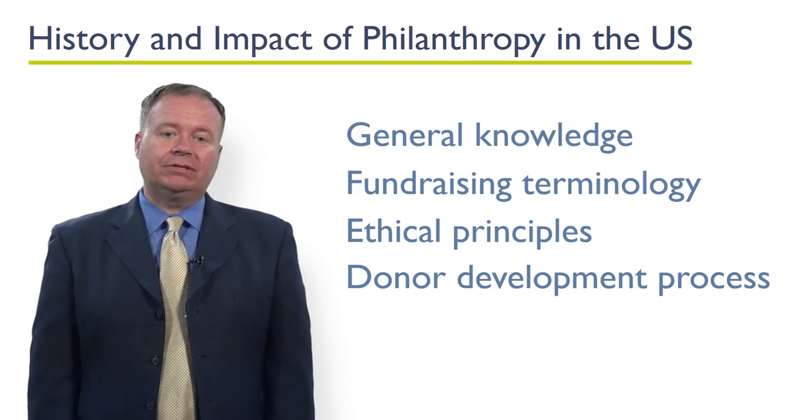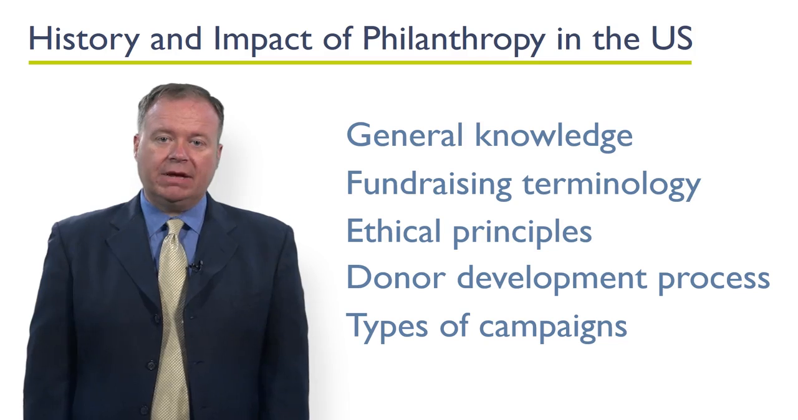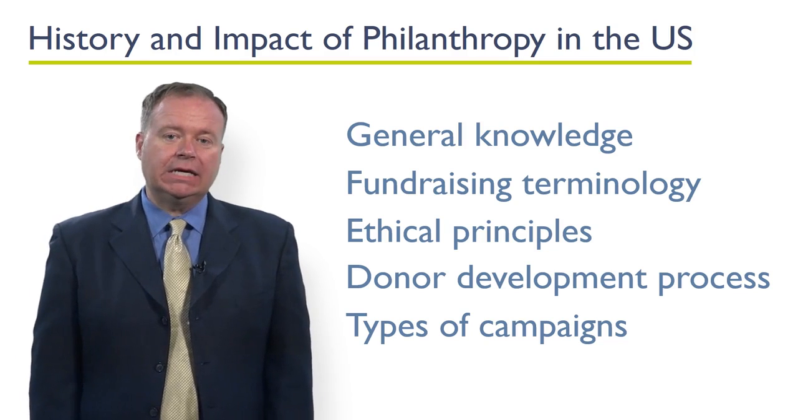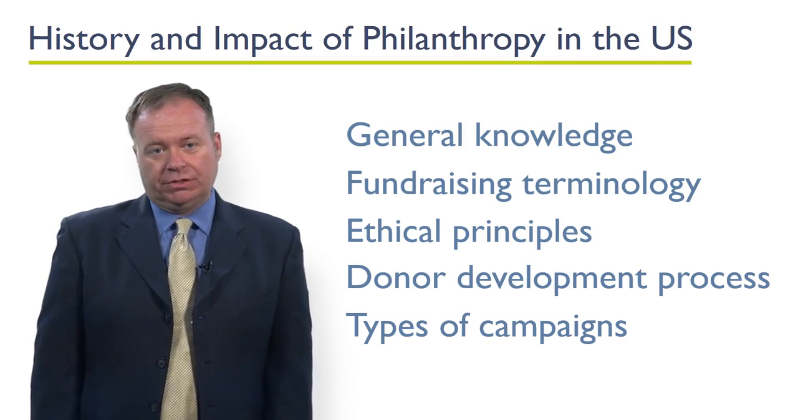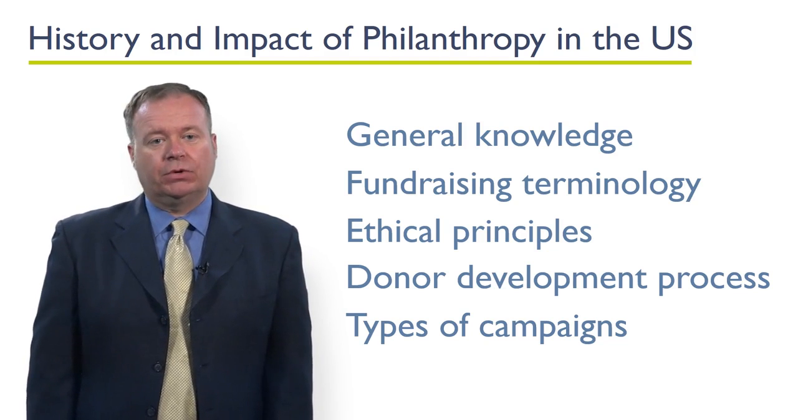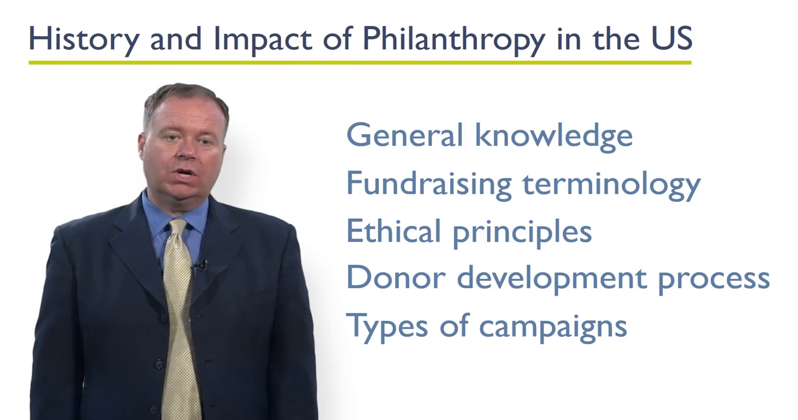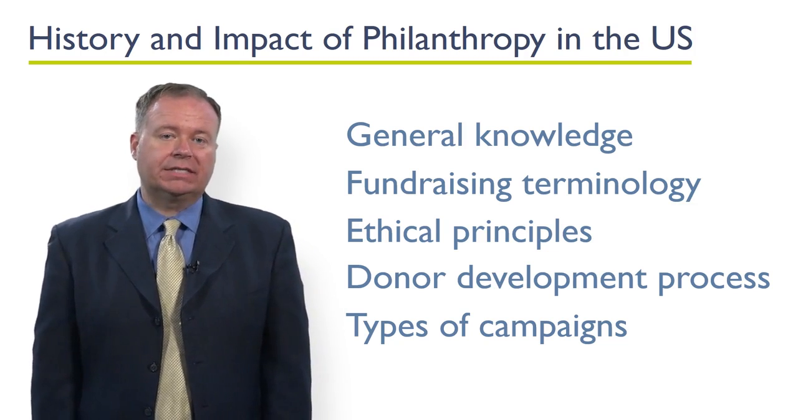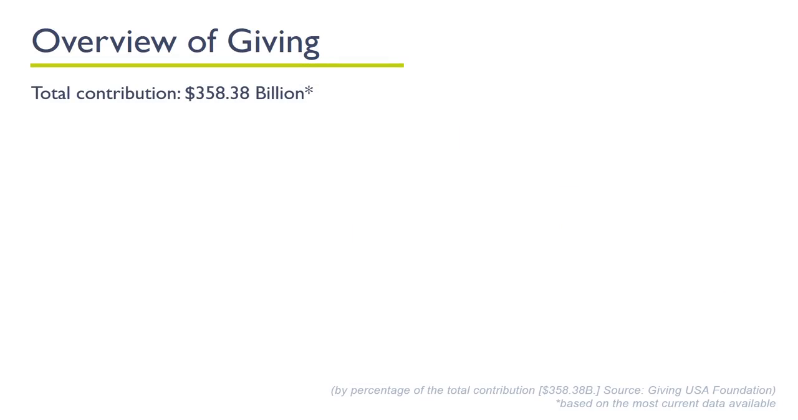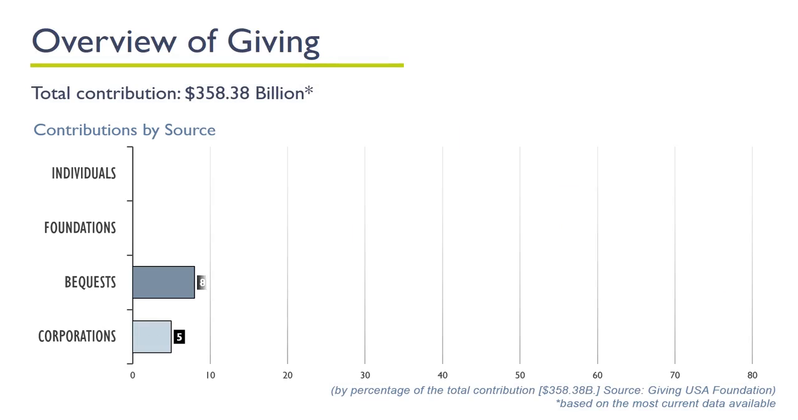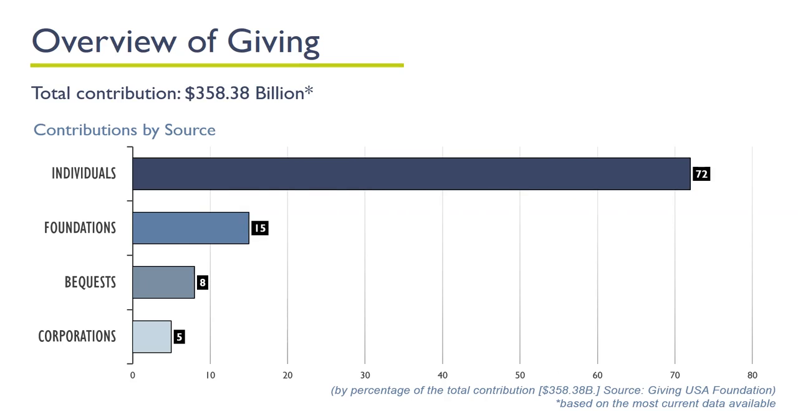And we're going to talk about different types of campaigns. There are many different ways in which we raise money, a lot of different ways that we package fundraising to be successful in hitting our fundraising goals. We'll talk about some of those campaigns today. Let's start with an overview of giving last year in the United States. Over $358 billion were given as philanthropy in the country last year.